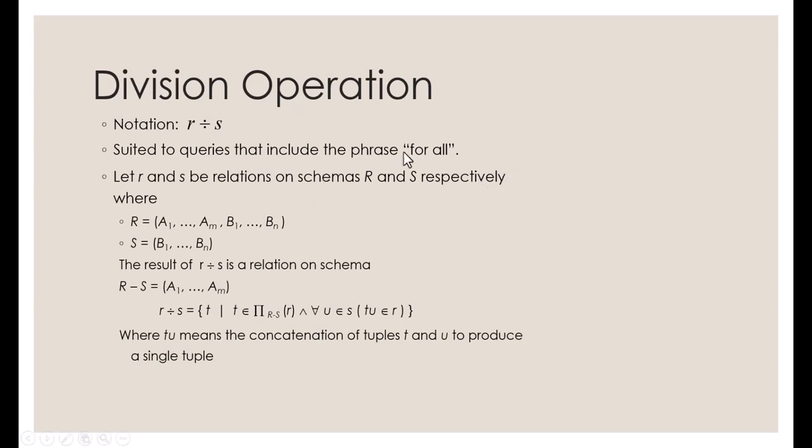Whenever you see the keyword for all or for every, we know that we're going to be using the division operator. Usually this involves two relations, R and S. R, whatever comes first on the left-hand side of the division operator, will contain A1 through AM and B1 through Bn, and whatever appears on the right-hand side will contain B1 through Bn. So we know that R and S will contain at least one common attribute, and then R will contain more.